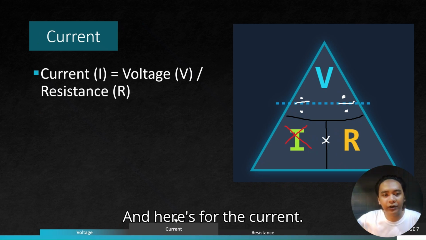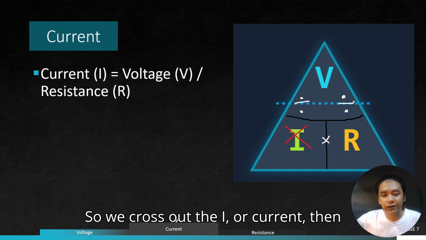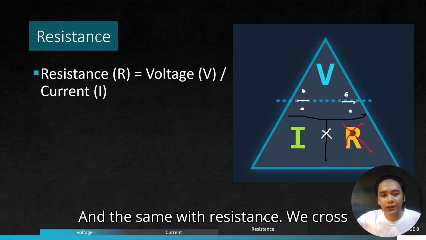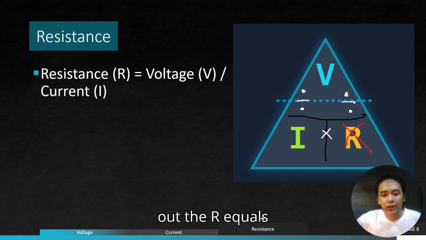And here's for the current. So we cross out the I, or current, then equals voltage divided by resistance. And the same with resistance, we cross out the R, equals voltage divided by current.